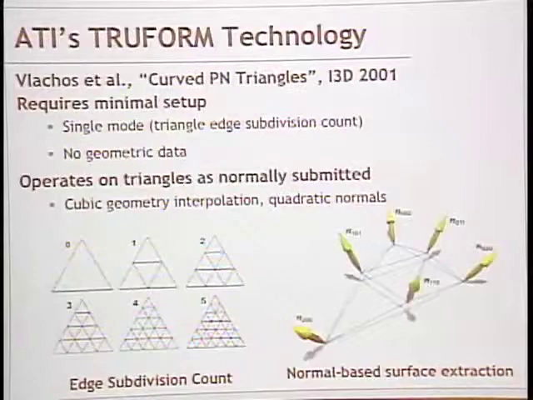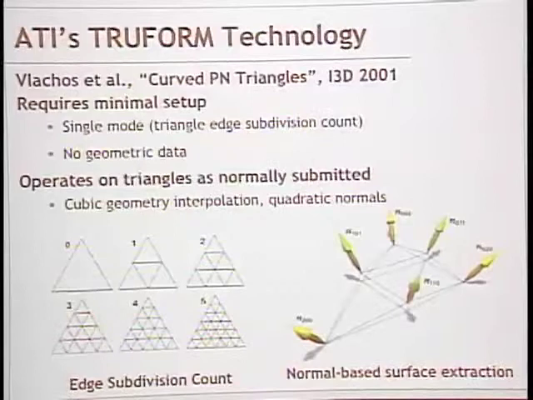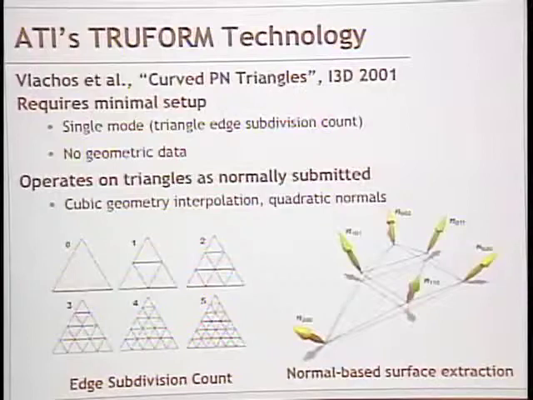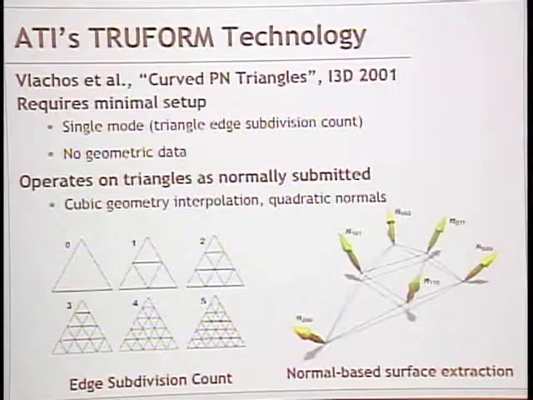If we go 2 levels deep, there are 2 points per edge, and that makes 9 triangles. If we go 3, we get 3 points per edge, and so on. And then how do we actually interpolate this? They had particular rules: geometry would be interpolated as a cubic, so you would do cubic interpolation going from here to here, using the normals also. And then normals will be interpolated quadratically. So it will take these normals here and do quadratic interpolation across the mesh.